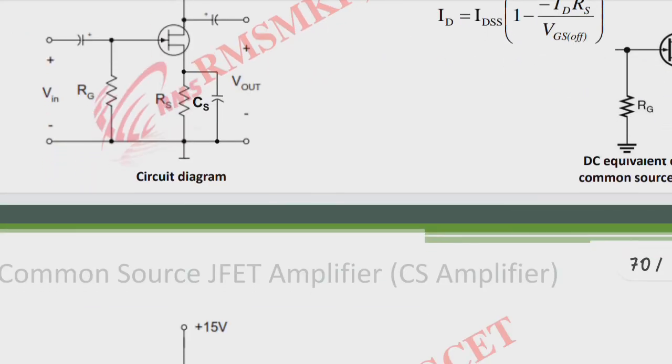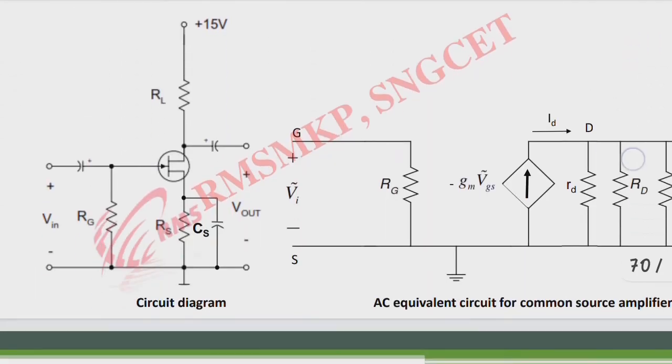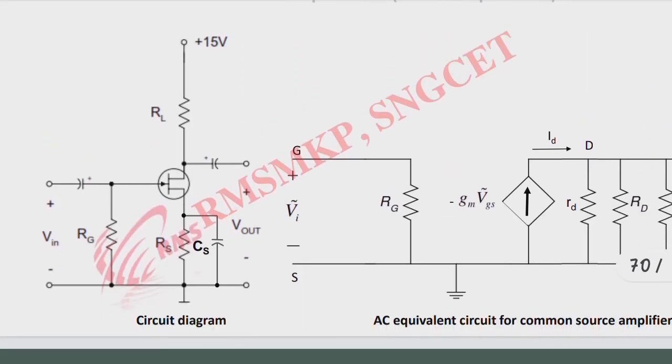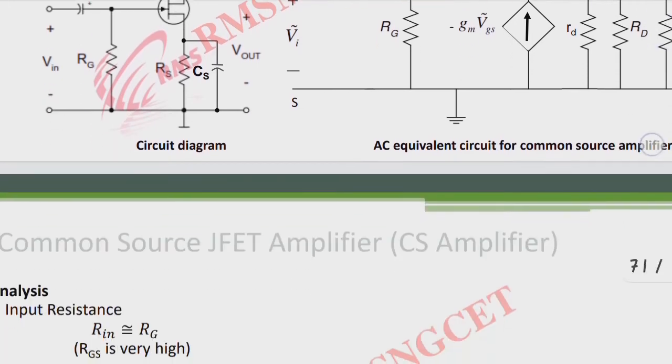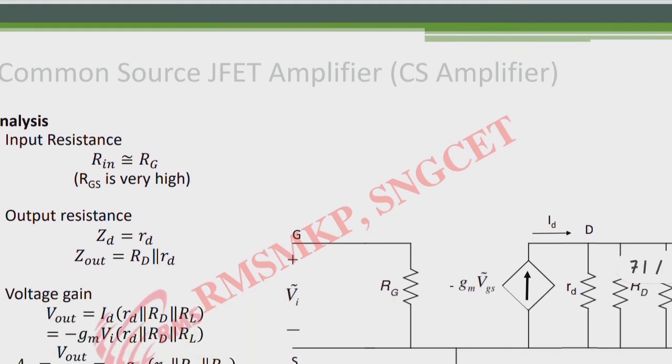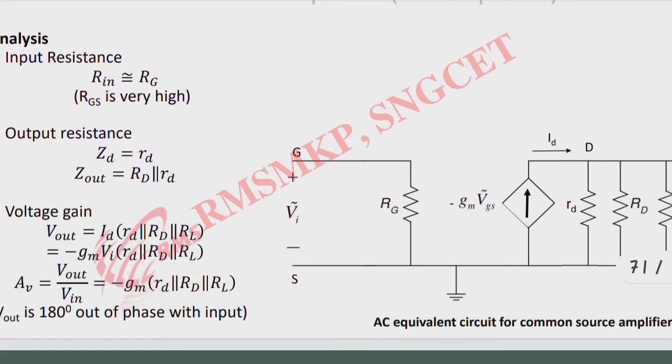ID is equal to IDSS into 1 minus VGS by VGS of cutoff, the whole square. DC equivalent circuit for common source amplifier. Circuit diagram of common source JFET amplifier. And next, the AC equivalent circuit for common source amplifier. Analysis. Input resistance Rin is approximately Rg. Rgs is very high. Output resistance Zout equal to Rd. Zout equal to Rd parallel Rd.